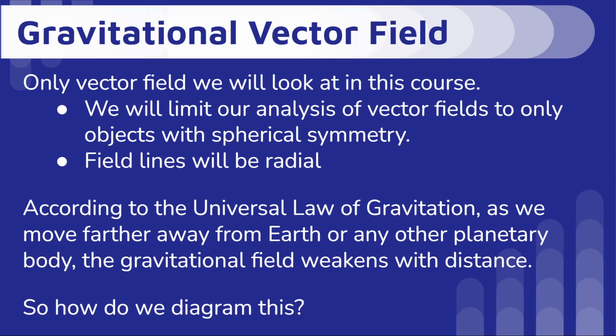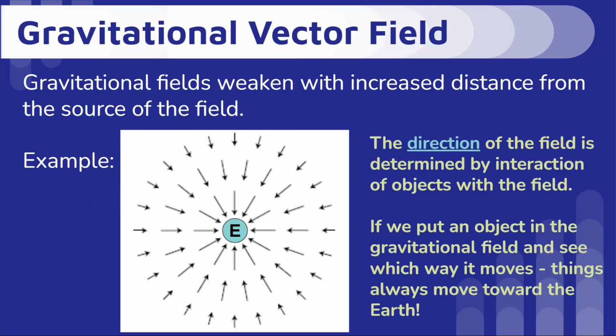So how do we diagram that? We just talked about the way that we show strength of the field, and that was with the length of the vectors. And so if it gets weaker as you get farther away, your vectors need to get shorter as you get farther away. This is an example of how you could diagram a vector field around the Earth. So again, you might want to sketch something like this. You don't have to draw every single one of those arrows or count them or anything like that. Just draw some that are roughly evenly spaced.